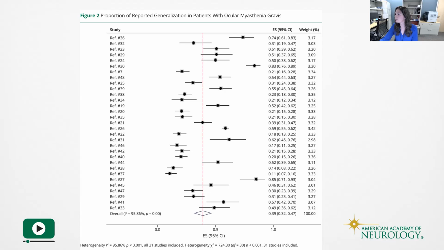And one thing you can see is that, while they searched for randomized control trials and prospective trials, 30 of the 31 were observational or retrospective trials, speaking to the fact that randomized control trials haven't been done to answer this question before. There was one prospective chart review they were able to glean with 37 patients, fifth up from the bottom there.